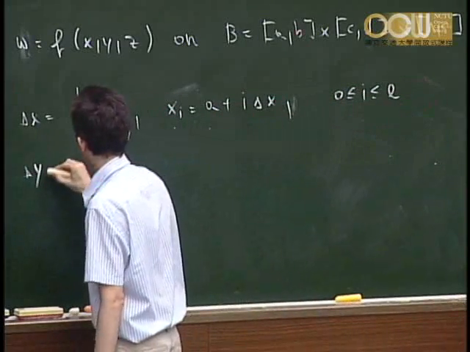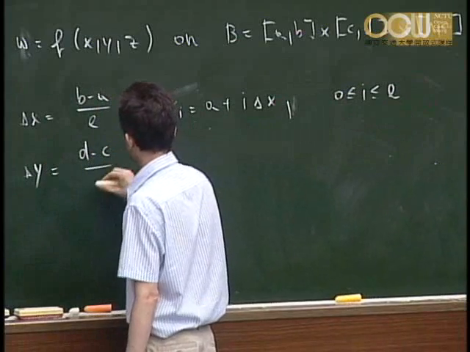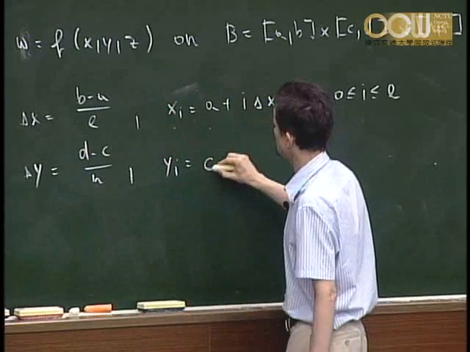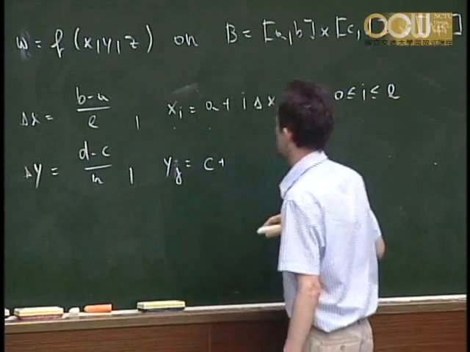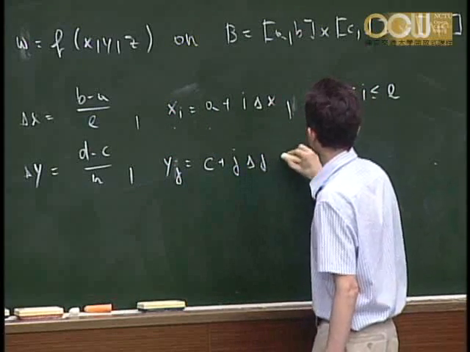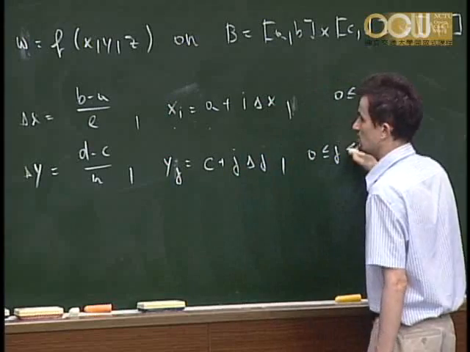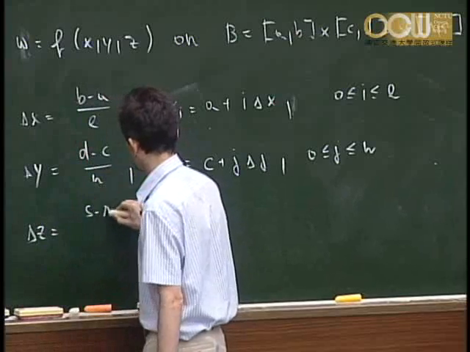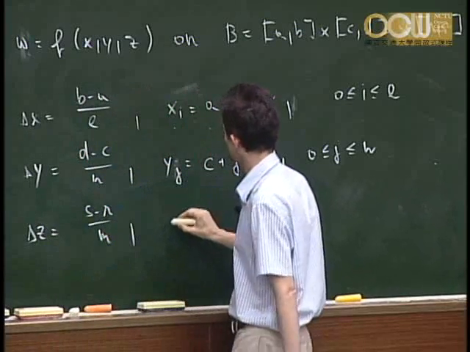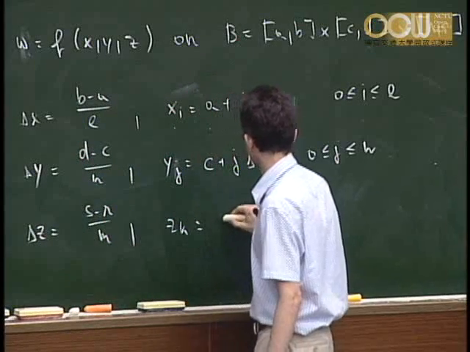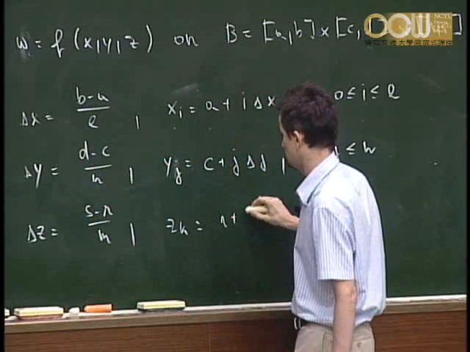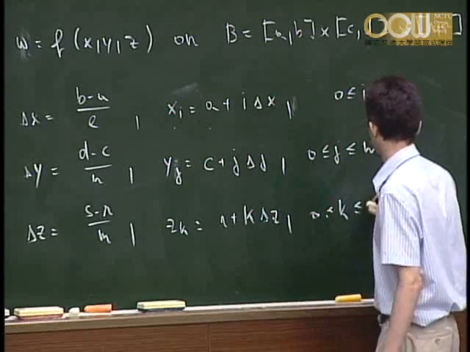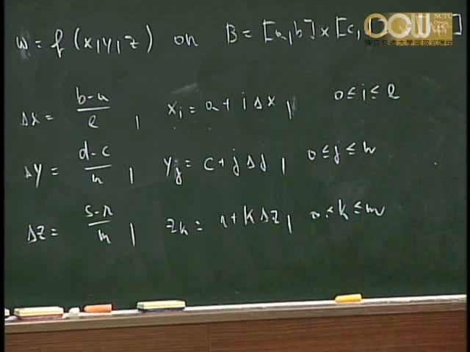Similarly, we have a delta y, which is (d minus c) over, let's say, n, and we have y_j, which is c plus j times delta y, where j is now from 0 to n. And we have a delta z, which is (s minus r) over m, and then we have z_k, which is r plus k times delta z, where k now goes from 0 to m. So this will divide the given box into sub-boxes.